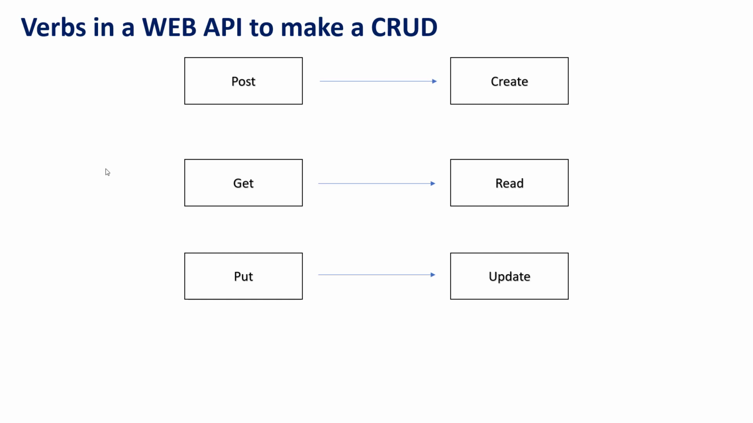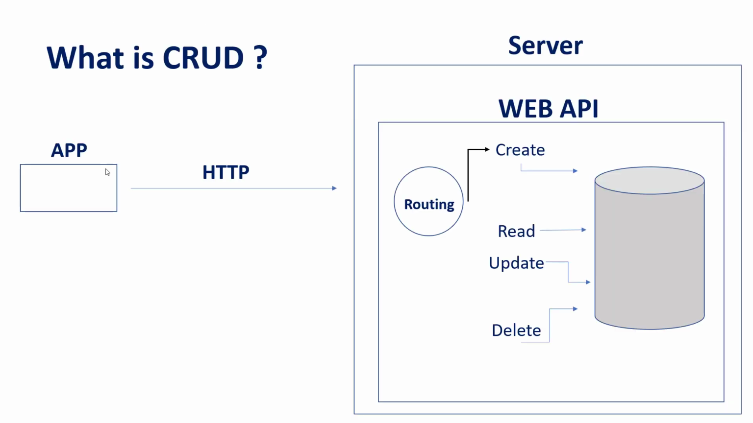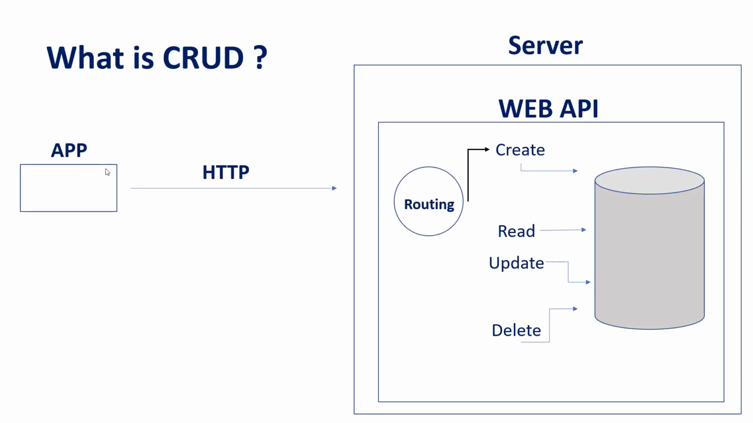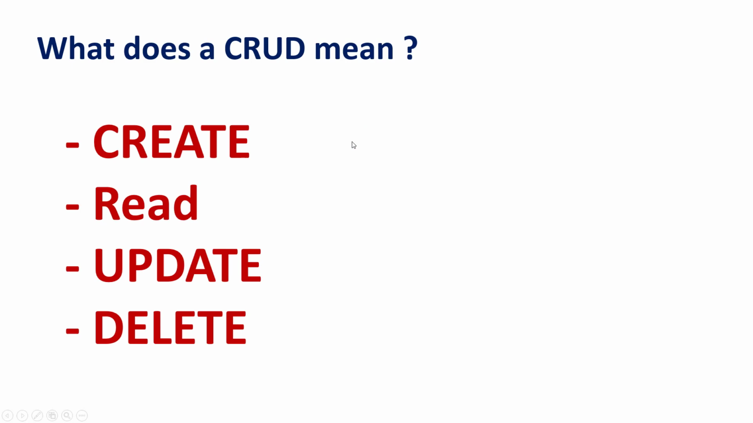So, let's come back. As I said, the API needs a name. So, in the next chapter, we're going to have a look at how we can have an API inside ASP.NET. Then, by creating a container and assigning a name, I can have different methods to deal with what? To deal with a concept like a CRUD.